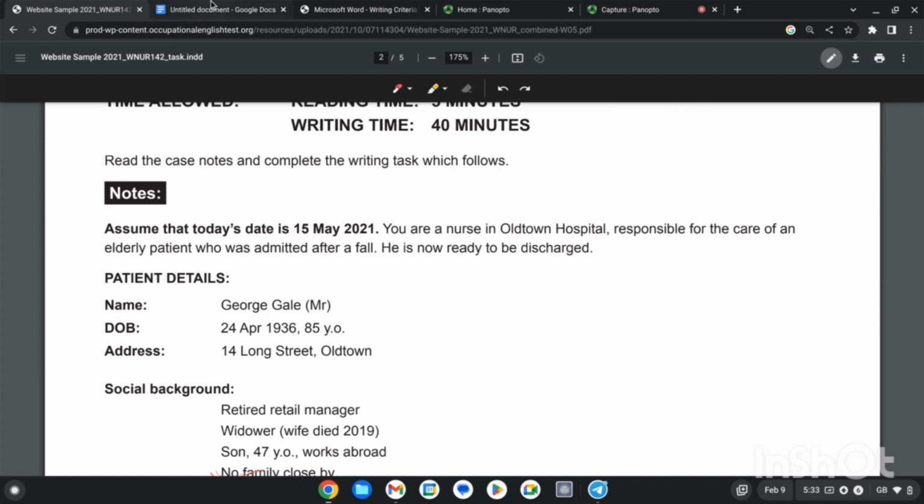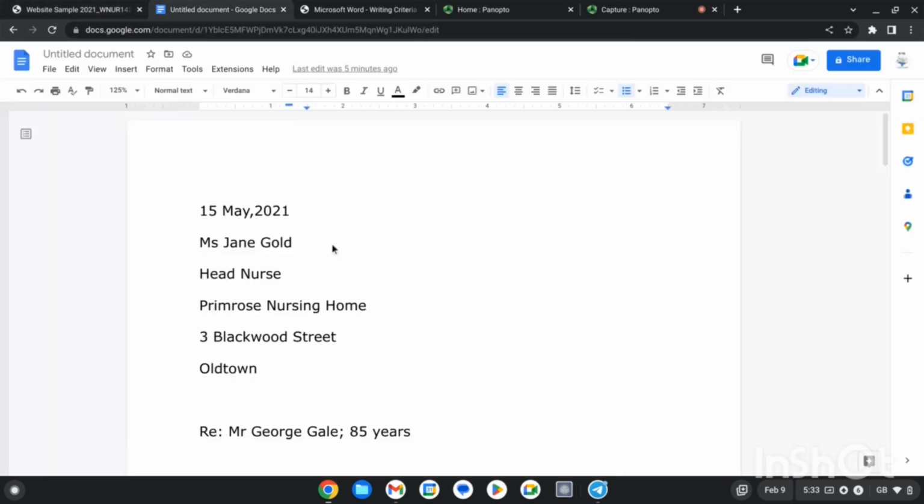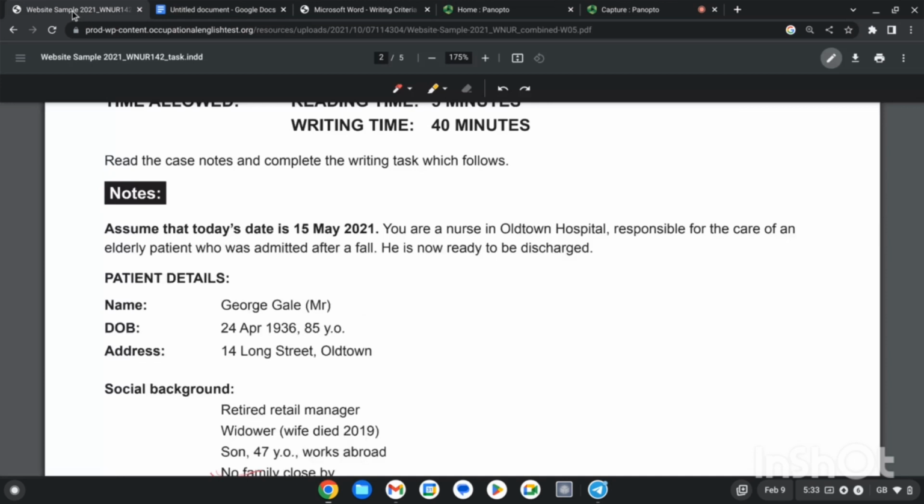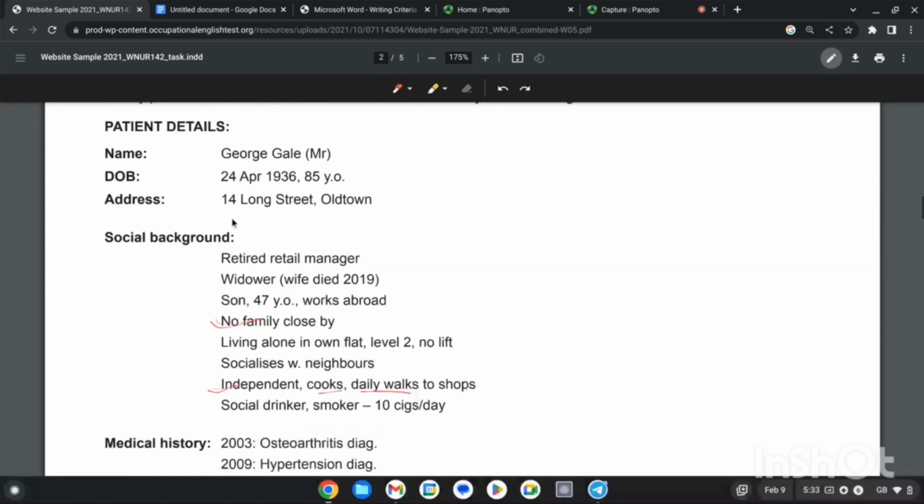The letter is received from our group, and we are going to explain the corrections here. The letter is regarding Mr. George Gale, and most of you have already read the case note. Read the case note in 5 minutes and take another 5 minutes to plan your letter and write. The writing task is clearly mentioned just below the letter.